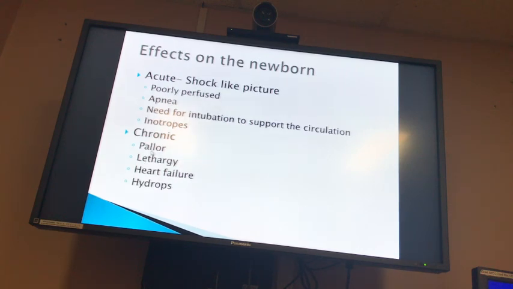So, effects on the newborn. This is sort of what we talked about already. The ones that have acute bleeding, it's no different than a pediatric patient who suddenly hemorrhages. They're going to go into shock very quickly, with poor perfusion, apnea, need for intubation, and inotropes. The chronic kids, you may actually find that they're hydropic. That's one of the things that we look for in hydrops fetalis. You always check the hemoglobin. Is the hemoglobin low? Because over time you can develop hydrops fetalis from heart failure. So just global edema.